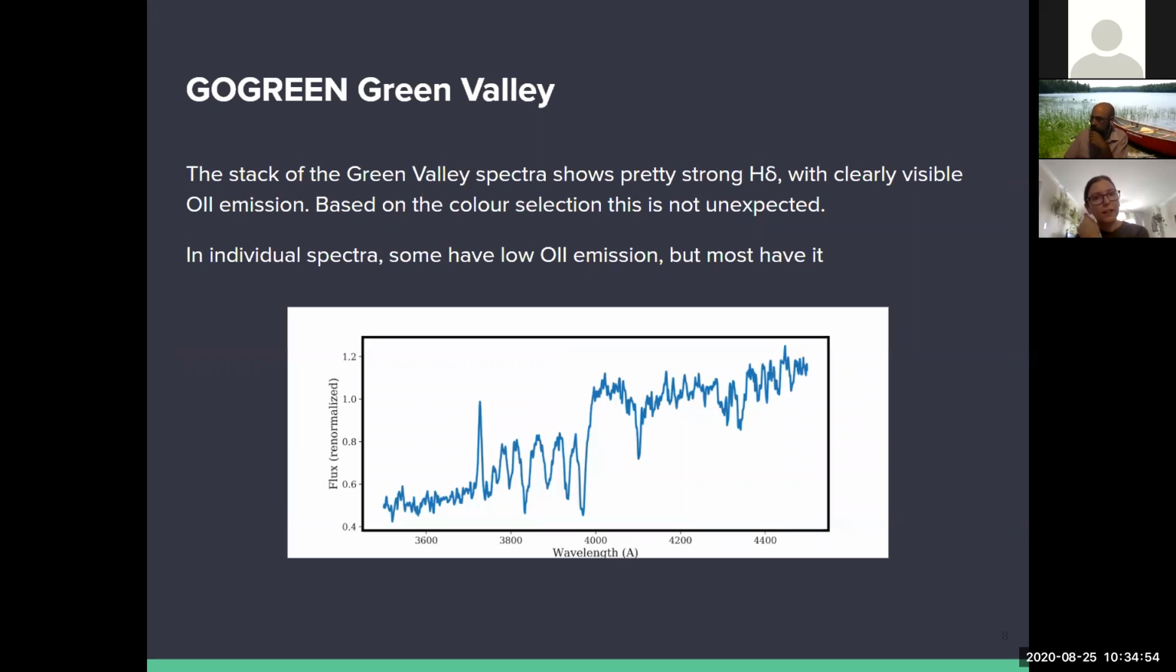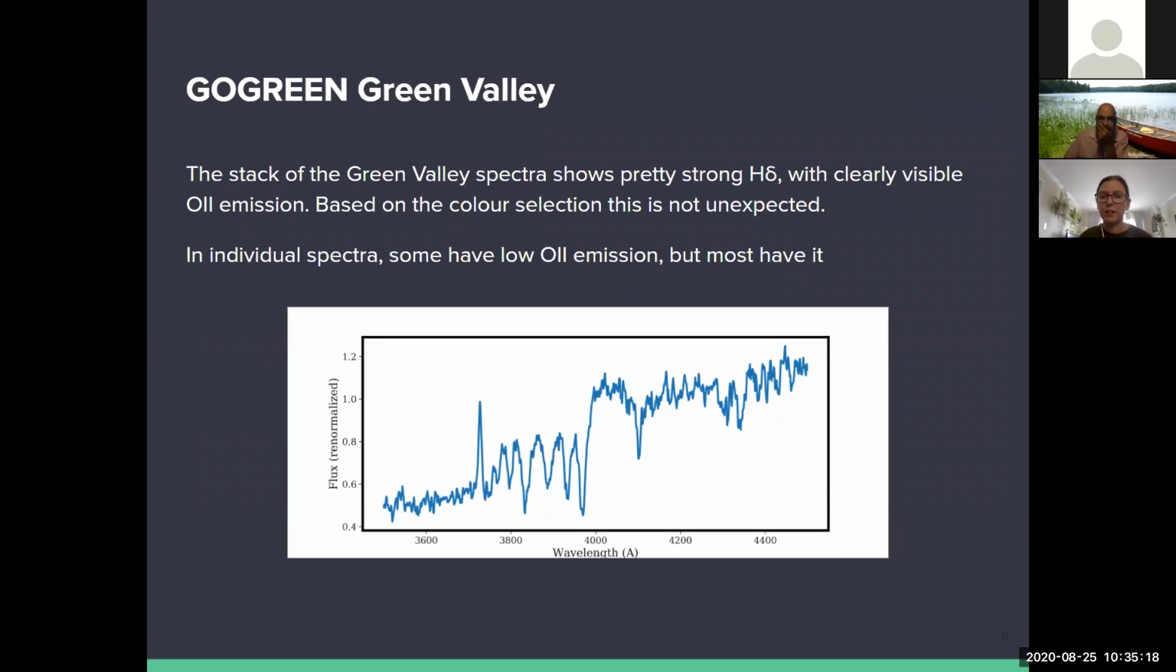So when we're looking at the Green Valley, Michael had stacked their spectra here. This shows pretty strong H delta as well, with O2 emission as well. We're selecting this in color space, and based on that color selection, this is unexpected. When you look at individual spectra, some have low O2 emission, but mostly we're seeing it in them.